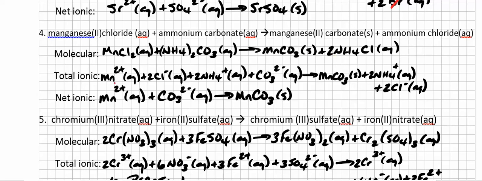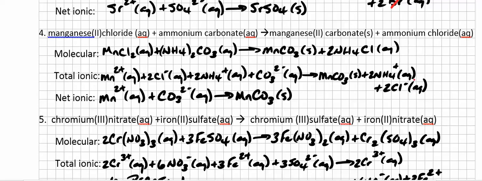Well, the total ionic equation is going to break the MnCl2 into Mn2+ aqueous and 2 Cl minus, also aqueous. The ammonium carbonate is going to break down into two NH4 pluses, and that's aqueous, plus a CO3 2-, aqueous. That'll give me this solid, which does not break down. The manganese carbonate remains intact, plus 2 NH4+ aqueous, plus 2 Cl- aqueous.